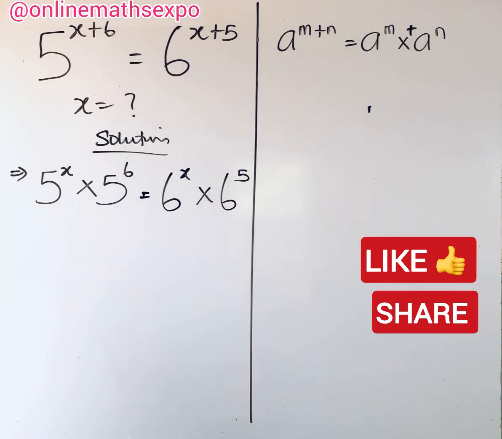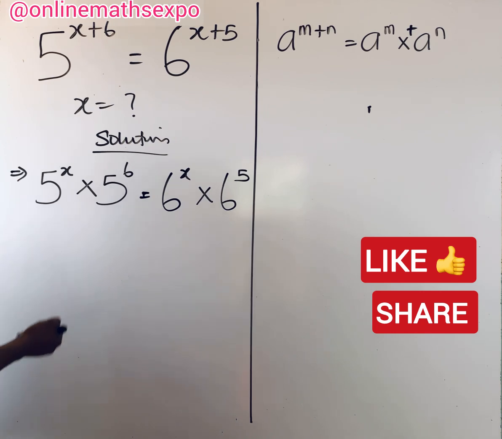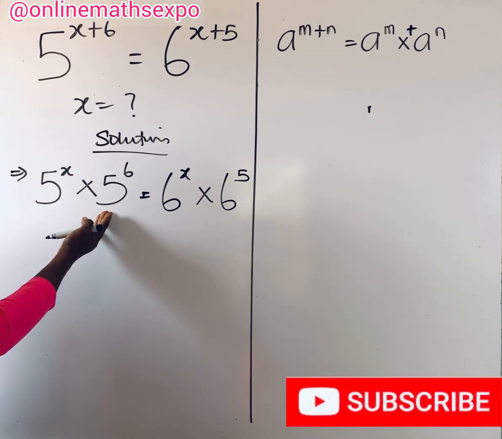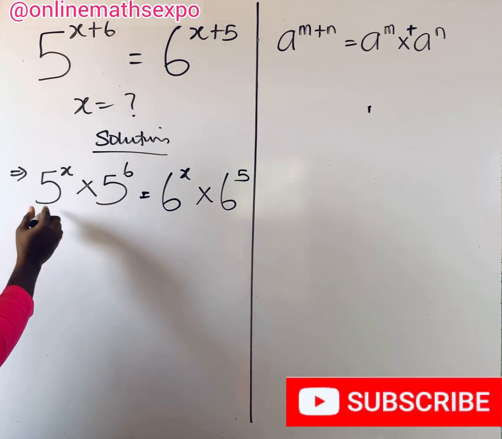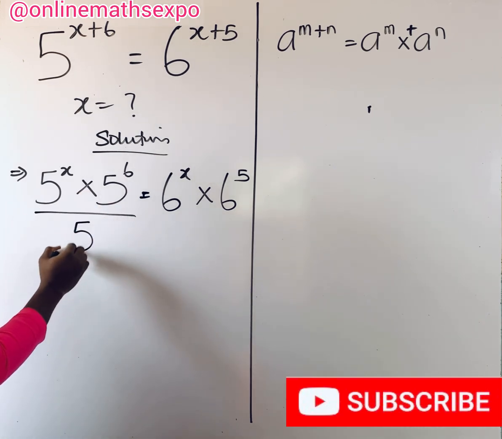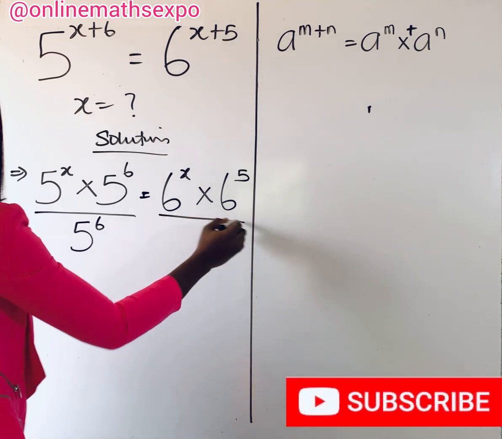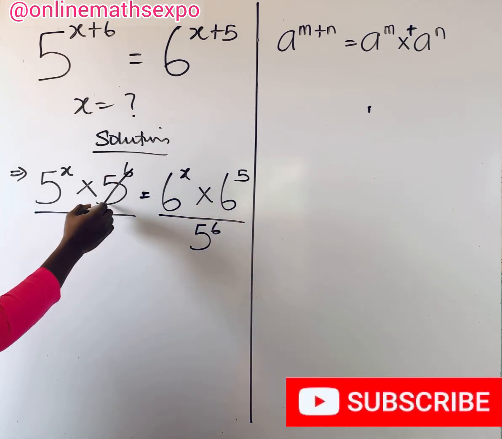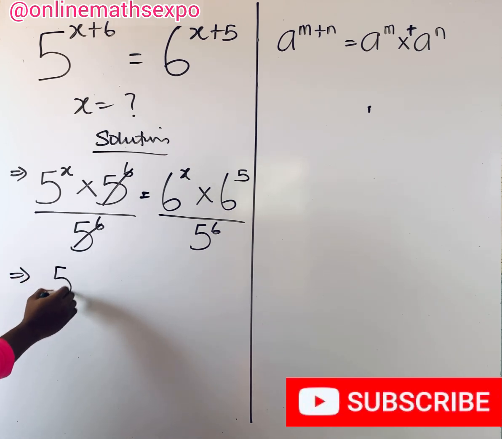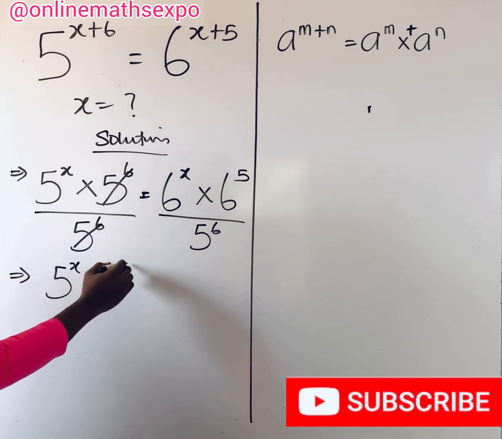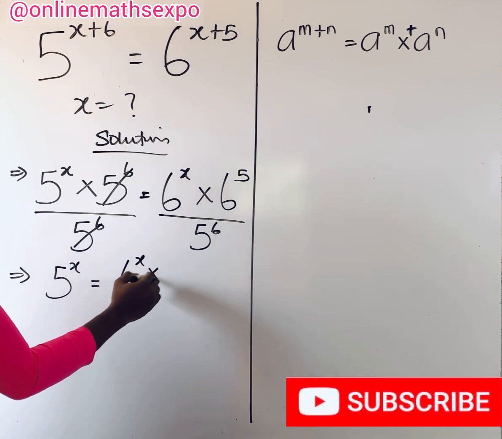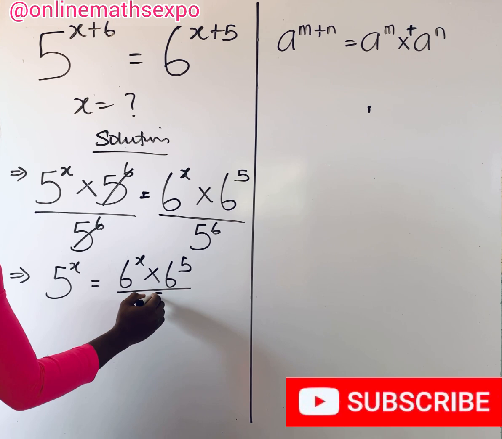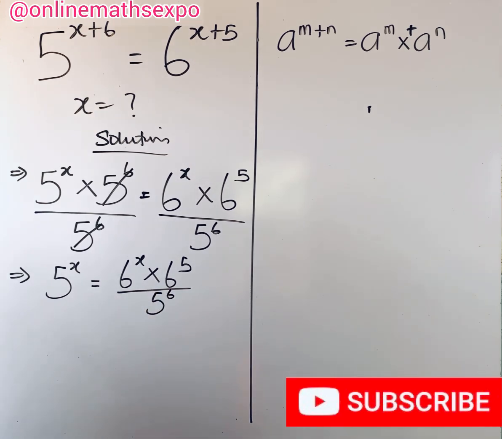Now what do we do again? You observe we are looking for the value of x. So we need to remove this. And to remove it, because it's multiplying, you divide. So we're going to divide both sides by 5 to the power of 6 and do the same here. If you do that, this cancels this, and you'll be left with 5 to the power of x is equal to 6 to the power of x times 6 to the power of 5 divided by 5 to the power of 6.